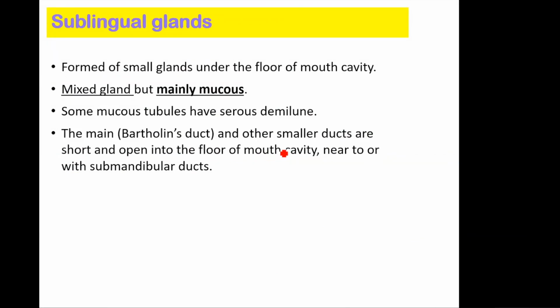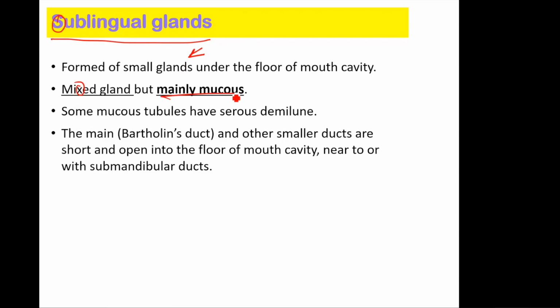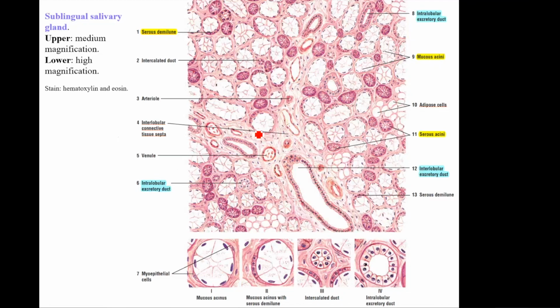The last one, guys, within 5 minutes, I will finish it with the sublingual gland. Now look at the difference. It's mixed, yes, but mainly mucus. Look at the section of the sublingual salivary gland. There is a lot of mucus acinus, mainly, but with a few serous acini like this.